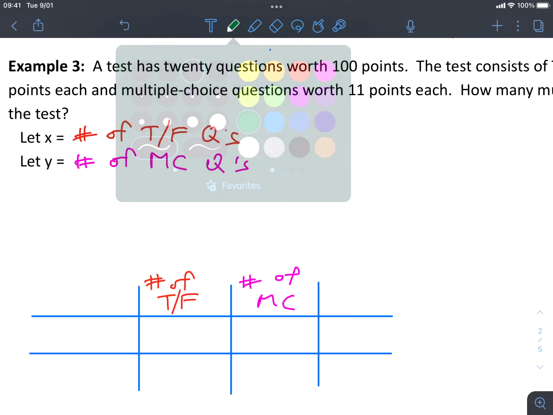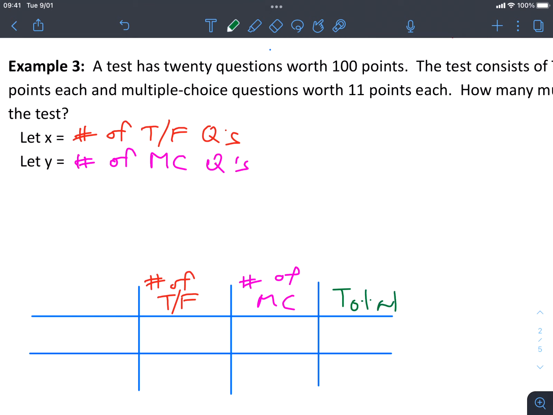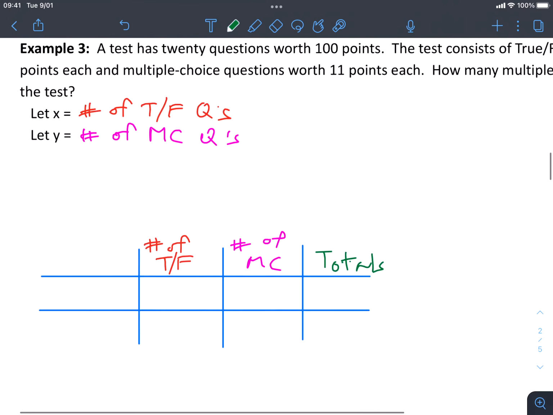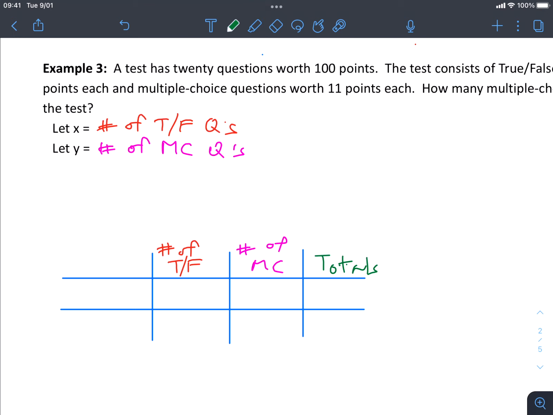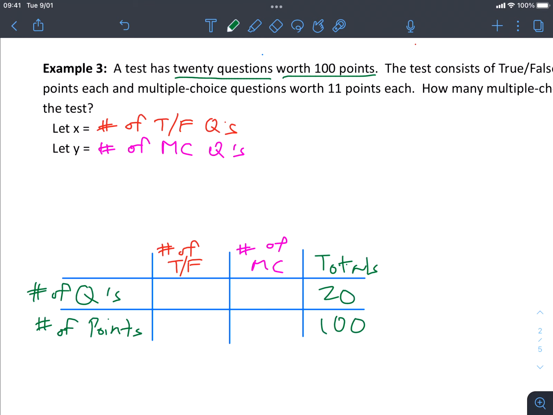And then we're also given totals. So we know two things. We know that the test has 20 questions and is worth 100 points. So if I'm looking at the number of questions and number of points, this gives me something very specific, and I can write equations for this. So I know that I have 20 questions total and 100 points total.